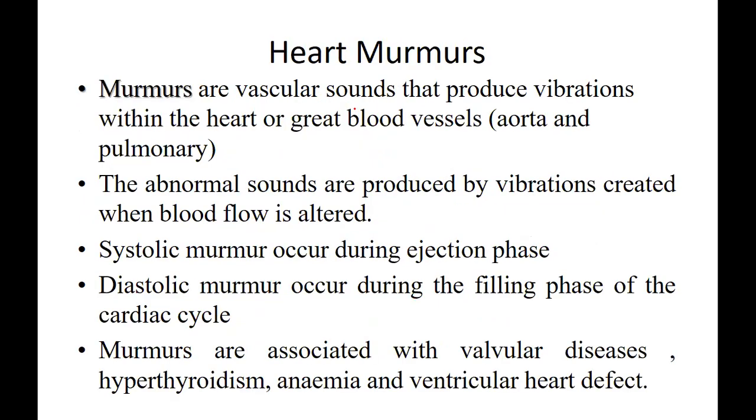Murmurs are vascular sounds that produce vibrations within the heart or great blood vessels, such as the aorta and the pulmonary vessels. So the abnormal sounds are produced by vibrations created when blood flow is altered. So for example, when there's narrowing of a blood vessel, coarctation of the aorta, for example, there will be a murmur over that narrowed place. When there is an aneurysm, you might or might not get murmurs over the area of the aneurysm.